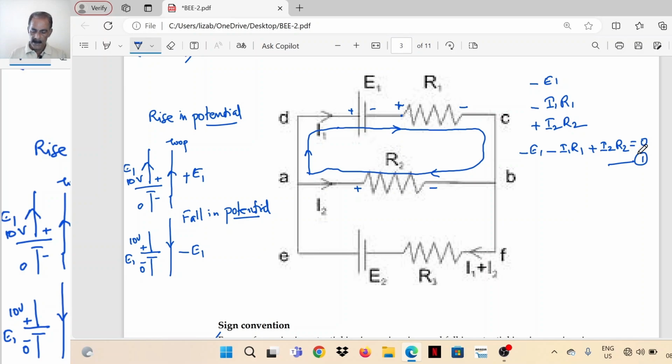Then let's take the next loop. Next loop is A, B, F, E, A. That is the second loop. So let's mark the loop.